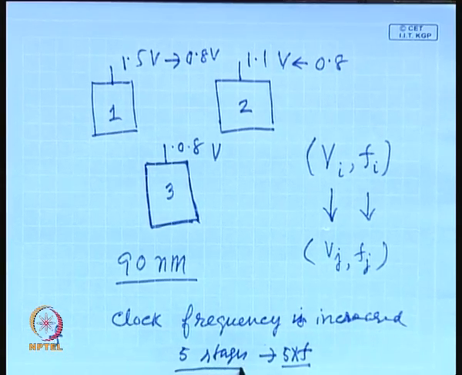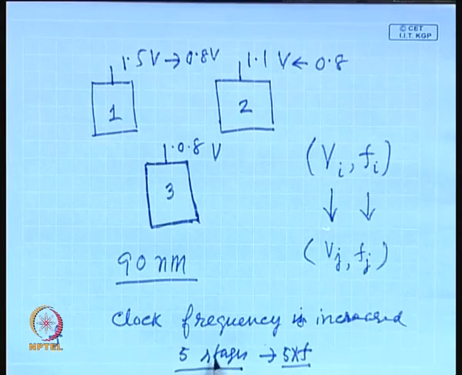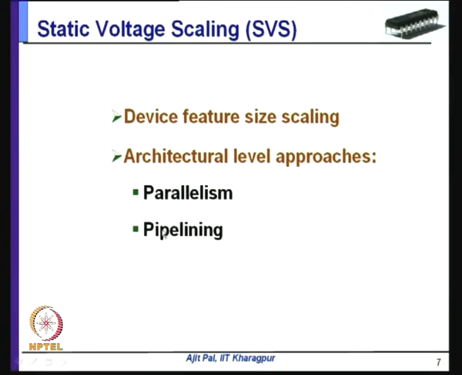For each of these stages, the supply voltage can be reduced, because the clock frequency is not increased, so you can afford larger delay. And also the frequency is reduced. So, reduced voltage and frequency can be used whenever we go for pipelining for low power. So, this is the basic idea of pipelining for low power.